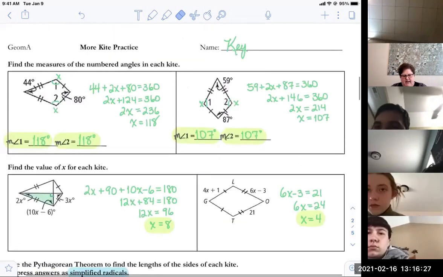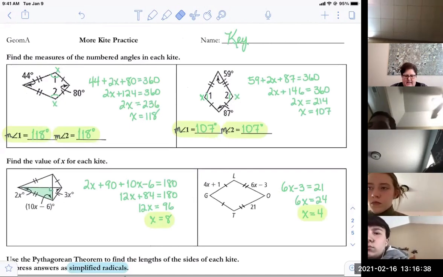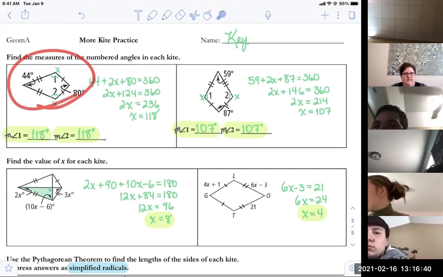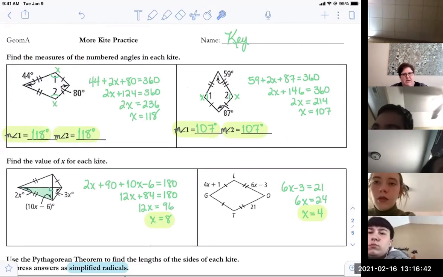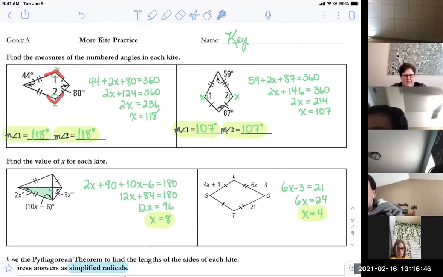So for kite problems, when there's no diagonal already drawn in, sometimes you don't even want to put them in. For this problem, I think the easiest thing to do is just use the fact that the whole kite has to add to 360 and that those angles are congruent. So just make an equation where they all add to 360, right? You're basically subtracting from 360 and dividing by 2.